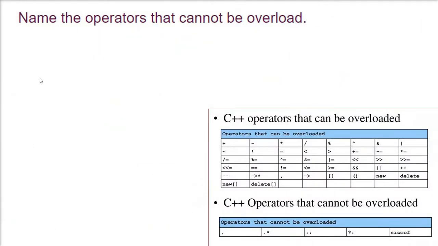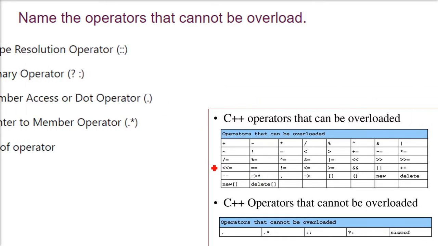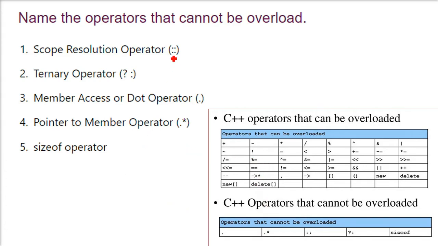Name the operator that cannot be overloaded. So which are these? See, there are only 5 in C++. I'm talking about C++11. So we have the scope resolution operator, double colon. Then we have the ternary operator, question mark and colon. Then we have the member access or dot operator, which is dot. Then the pointer to member operator, that is dot star, and the sizeof operator. These C++ operators cannot be overloaded, and the others which can be overloaded are given here in this table.